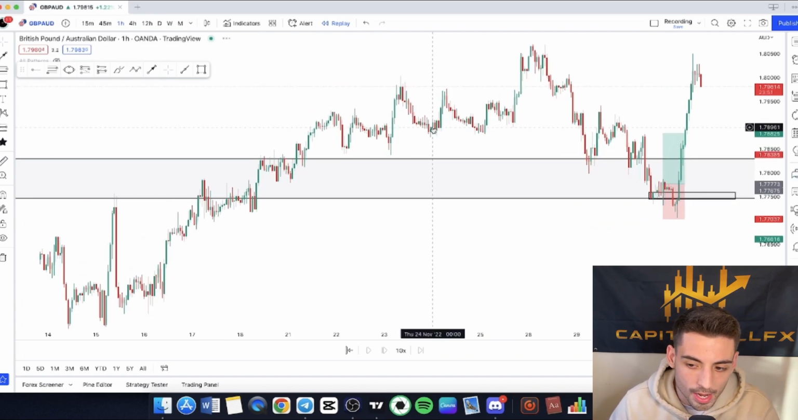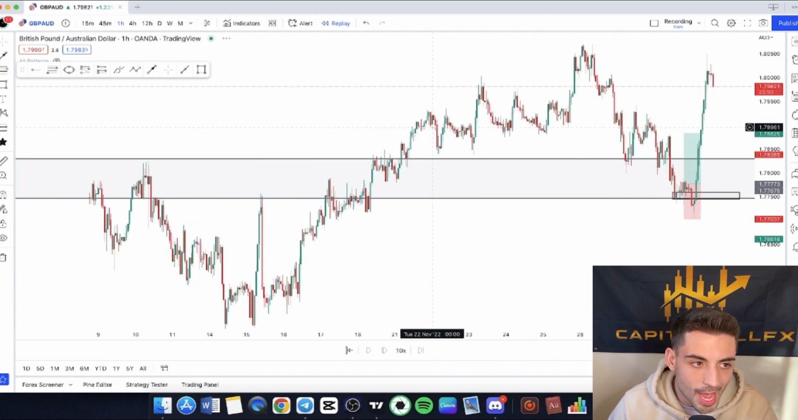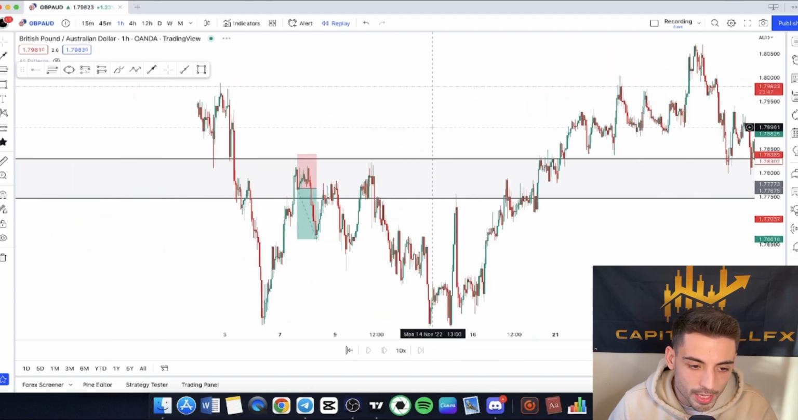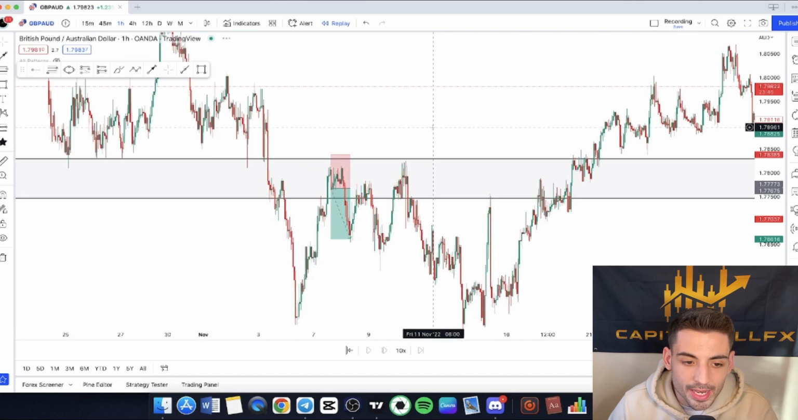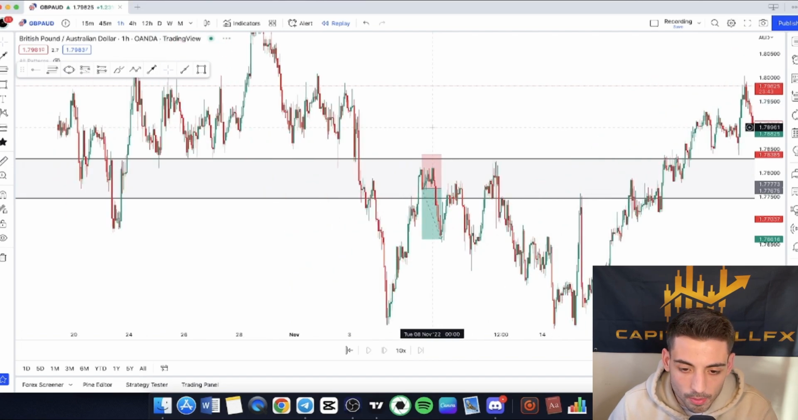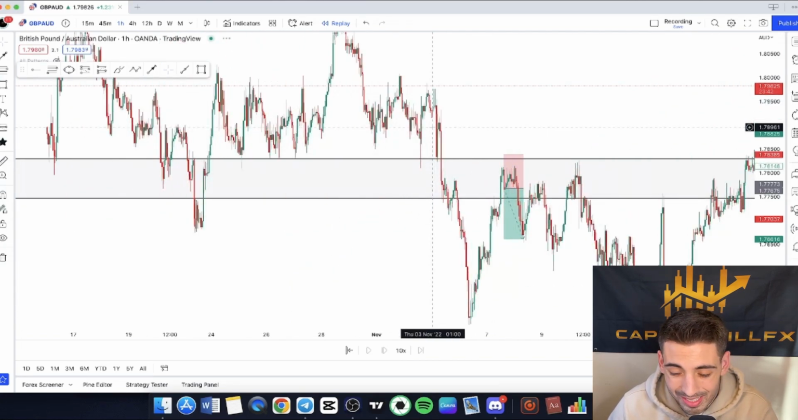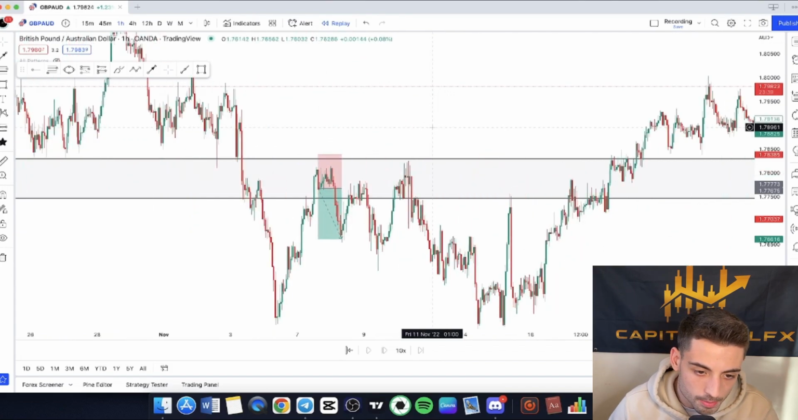We're not going to look at that right now. We're going to look at the previous one right here. So we can see that we did break and retest this significant horizontal level. I'm going to wait for this to actually stop moving because a lot of times this thing just keeps moving.